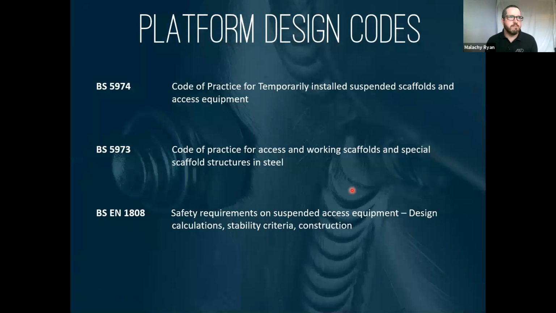Going to talk about platform design codes. So there are a number of codes that you go to for platform design. BS 5974 is the code that you go to, but it doesn't really give any information on loading requirements of platforms. So you've got an option then of going to BS 5973 or 1808. I would always choose 1808. BS 5973 is for access scaffolds, but it'll give you a blanket UDL of light duty, heavy duty, medium duty.